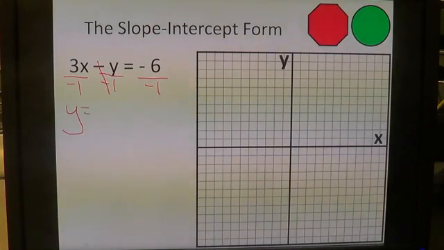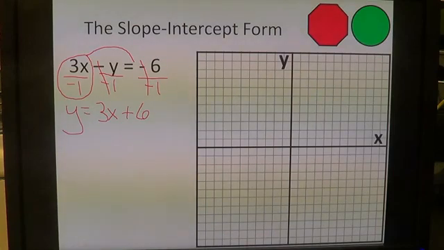And so now I have 3x over negative 1. That just becomes negative 3x. But I want to move that to the other side, which means that its sign changes again, so it becomes a positive 3x again. Now I have a negative over a negative. They cancel each other. I have 6 over 1, and that's just 6, and it's a positive, so now I have 6. So I'm in the slope-intercept form.